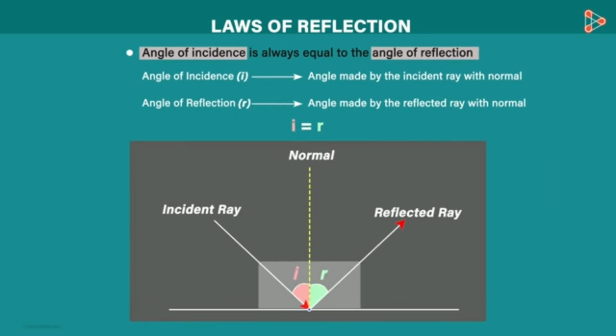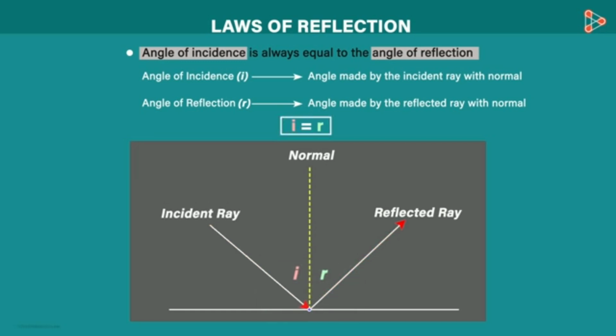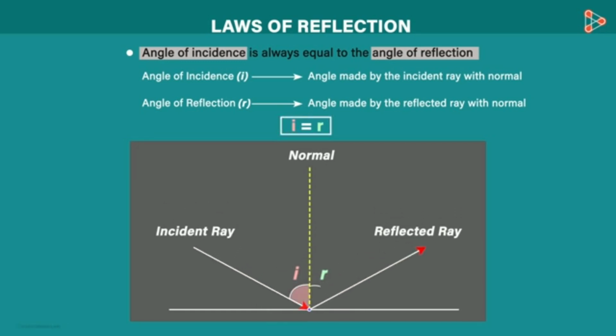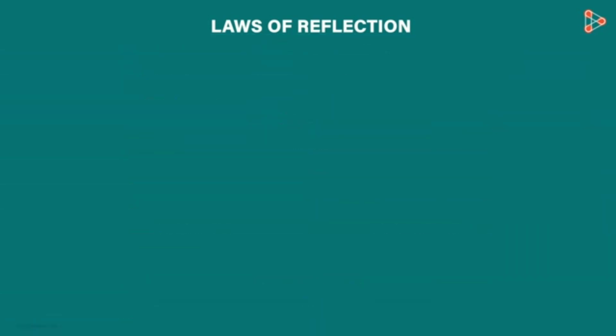Here, as I is equal to R, if the incident ray strikes at this point, then the reflected ray will travel along this direction only so as to keep the measure of R same as I. If I move the incident ray here, then the reflected ray will also move to keep the measure of R same as I. I is always equal to R. Okay, so this was about the first statement. What about the second statement?